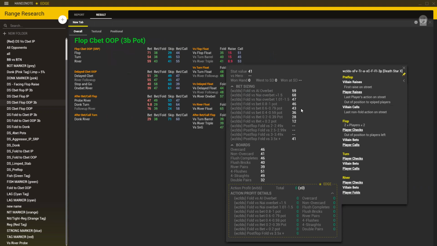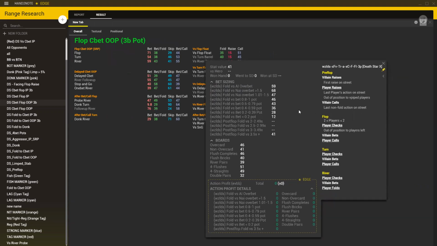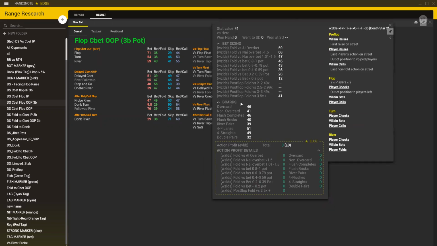Overall, we've got 41. This doesn't look good, all right? It doesn't look great. Again, factoring in card removal, probably not going to be quite worth it. But the thing is, we've got this textual information here as well. And we have very similar considerations here to what we saw for single raise heads up pots. I mean, let's just have a look at this.